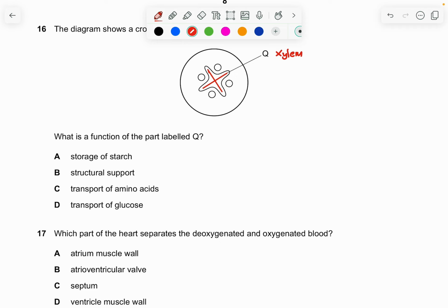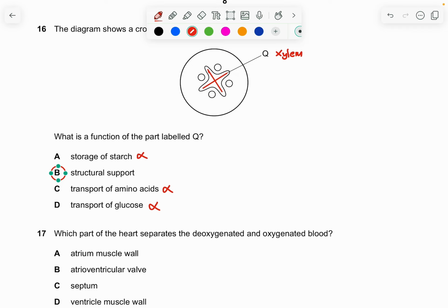What's the answer? It's not transport of glucose, it's not transport of amino acids, and neither is storage of starch. The answer is structural support. Okay, you'll be wondering, why is it not transport of glucose? Because it doesn't transport glucose. Phloem is the one that helps to transport glucose, but of course its main constituent is sucrose.